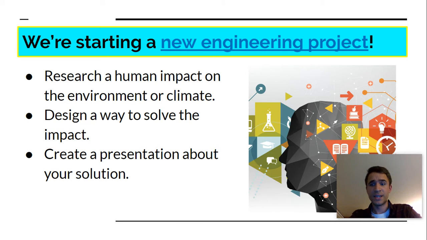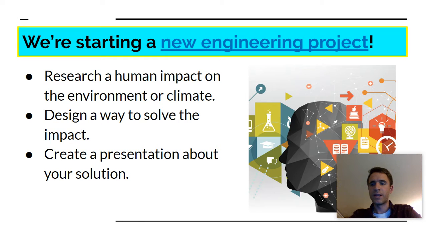You should have already been assigned a human activity in class. If you're not, reach out to me and let me know. But you're going to research that human impact. Then you're going to design a way to solve the problem that's caused by that human activity. And lastly, you're going to create a presentation about your solution. You'll present to the class in a science fair type format.